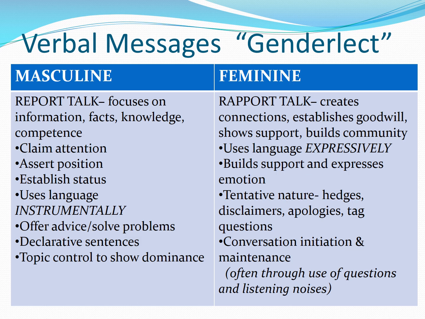Your textbook talks about gender and language starting on page 162 and continuing through page 164. Men tend to use report talk that focuses on information, facts, and knowledge and competence. They claim attention, assert position, establish status, use a lot of I language, and they use that language instrumentally to get things done. They may offer advice or solve problems, use short and declarative sentences, and they control the topic to show dominance in the conversation.